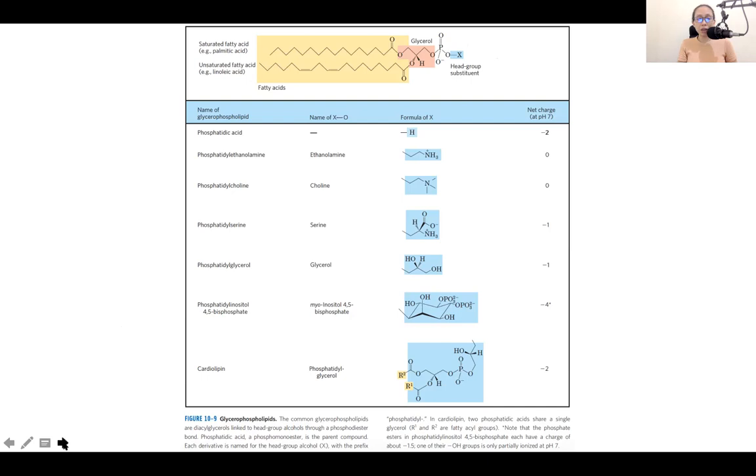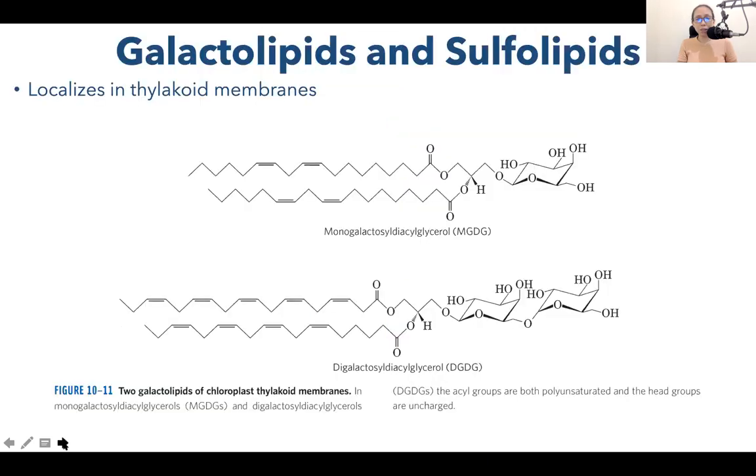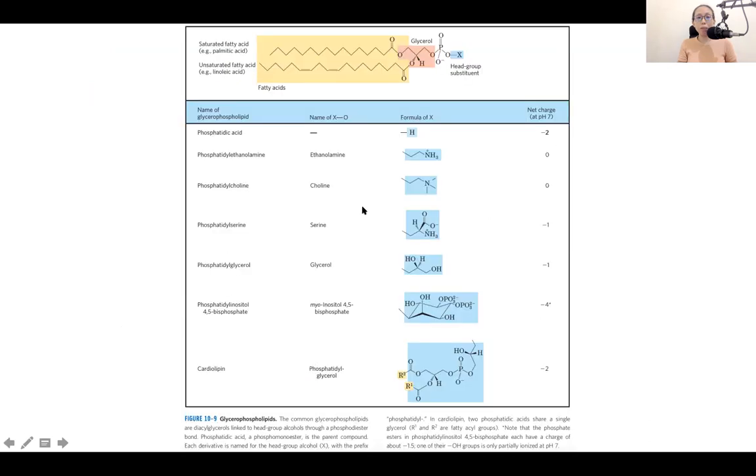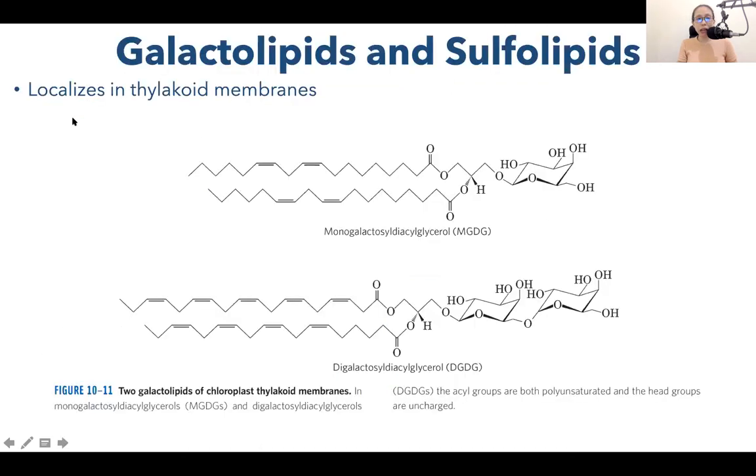Okay, so that's for phospholipids. So again, membrane ha. So yung function nito, membranes. Component of your cell membranes. Next, we have galactolipids and sulfolipids. This one, sa plants makikita. So these, majority of these are found in your thylakoid membranes.